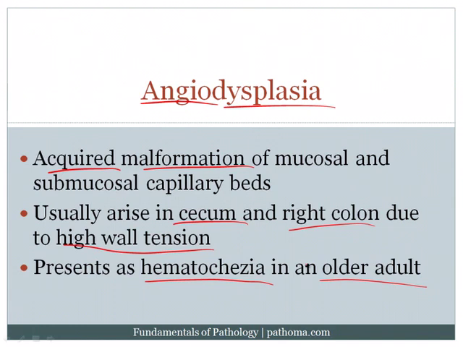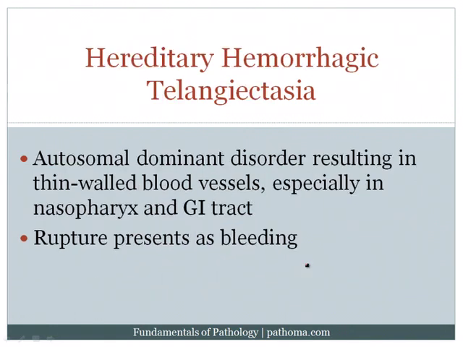High stress on the left and high stress on the right can result in hematochezia, but the pathogenesis is a little bit different. Hereditary hemorrhagic telangiectasia. This is a hereditary disorder in which patients have telangiectasias, and telangiectasias are dilated, thin-walled blood vessels. Now, this is autosomal dominant. It particularly occurs in the nasopharynx and the GI tract, and when these telangiectasias rupture, the patient presents with bleeding.